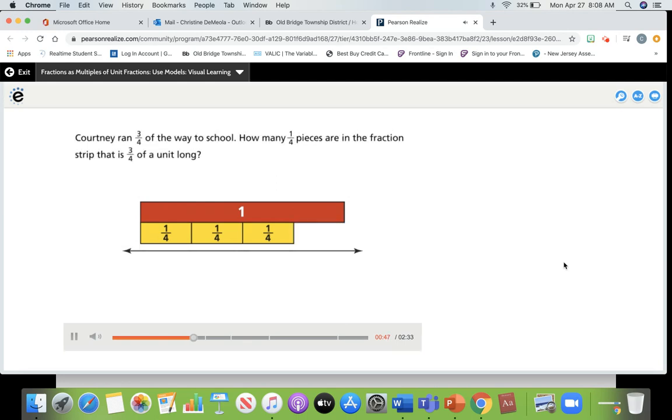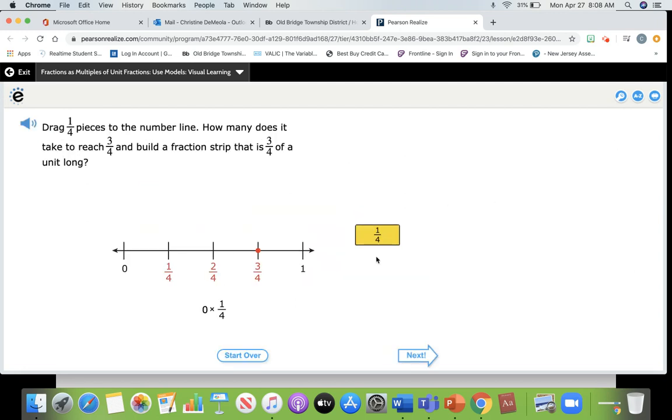Courtney ran 3/4 of the way to school. How many 1/4 pieces are in the fraction strip that is 3/4 of a unit long? Let's go ahead and try that. It says drag 1/4 pieces to the number line. So we'll drag it here. It's 1, 2, 3. How many does it take to reach 3/4? Well, we just did 1, 2, 3 until we got to 3/4.